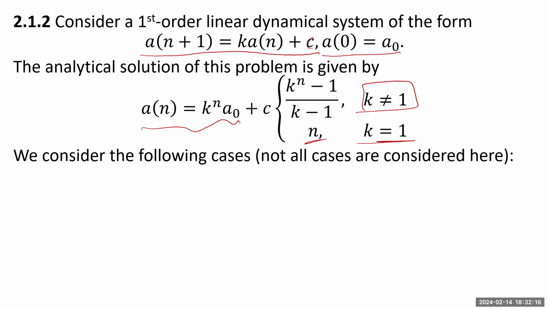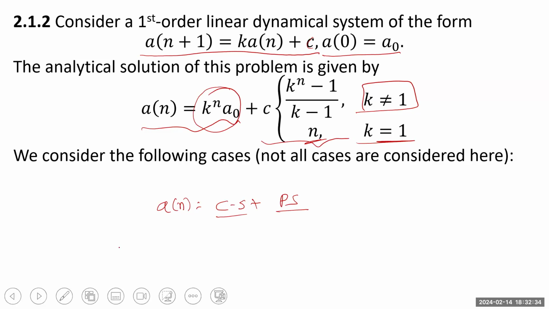We know that the solution is a of n equals complementary solution plus particular solution. So this is our complementary solution and this is our particular solution. So now we will see the cases. What about the behavior as n tends to infinity, right? Based on different values of k and the combination of c, there are different possibilities we will see, but not all cases we are going to consider. We consider some cases here.